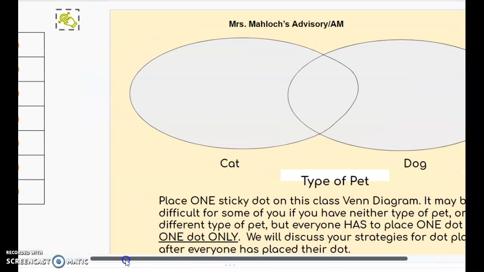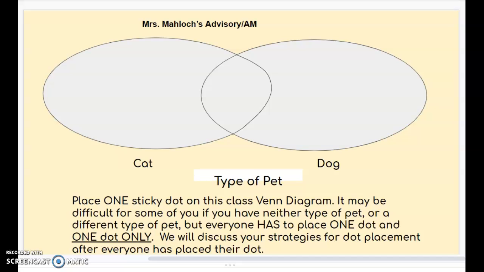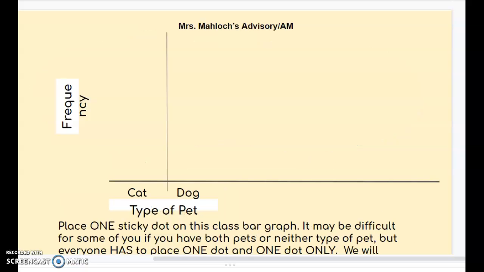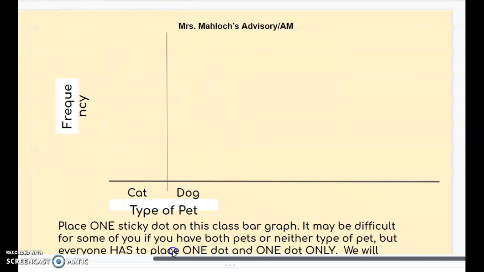Again, you'll have to scroll the cursor to the left in order to see the dots. And then that's for advisory. This is for PM. So you're only putting it on one of those graphs. And then here is the bar graph. Again, you'll scroll your cursor to the left. You'll take your dot and you'll put it above the correct one.